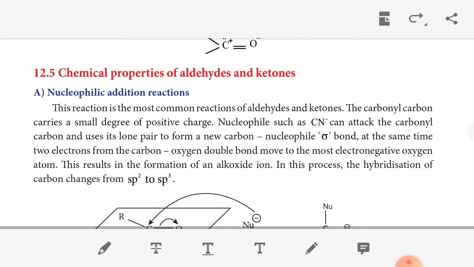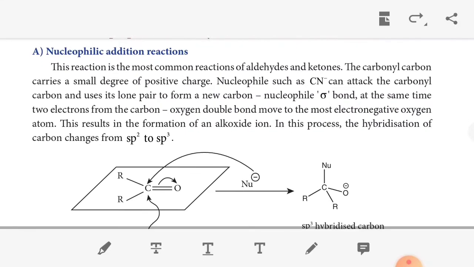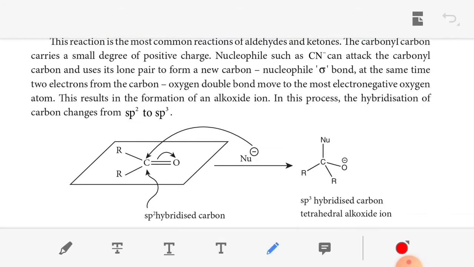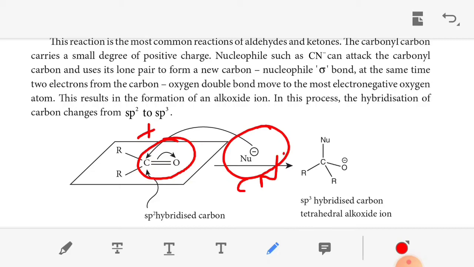The next, chemical properties of aldehydes and ketones. The first is the nucleophilic addition reaction. This is the most important reaction of both aldehydes and ketones. In this diagram, this is the carbonyl carbon, carrying a small degree of positive charge. This is a nucleophile, for example CN. The nucleophile can attack the carbonyl carbon and use a lone pair to form a new carbon-nucleophile sigma bond.